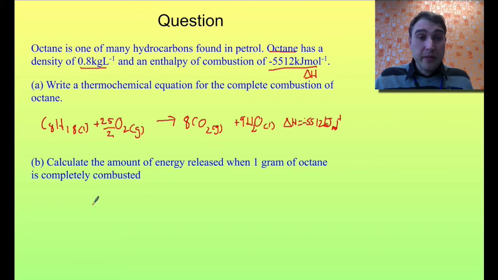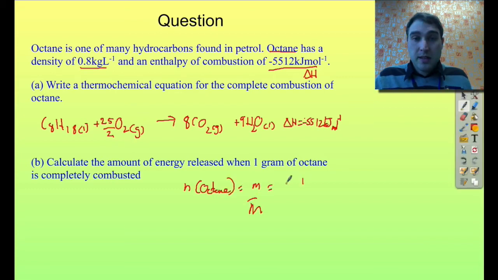Next bit, calculate the amount of energy released when 1 gram of octane is completely combusted. First thing we need to do is figure out how many moles are in 1 gram of octane. So, moles of octane equals mass on molar mass. So the mass is 1 gram. The molar mass is going to be 8 times 12.01 plus 18 times 1.008. I'm going to put that into my calculator.